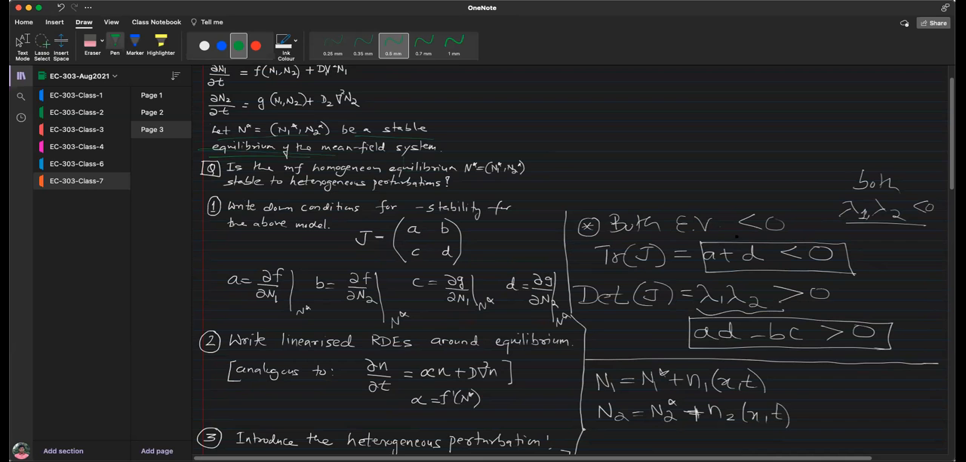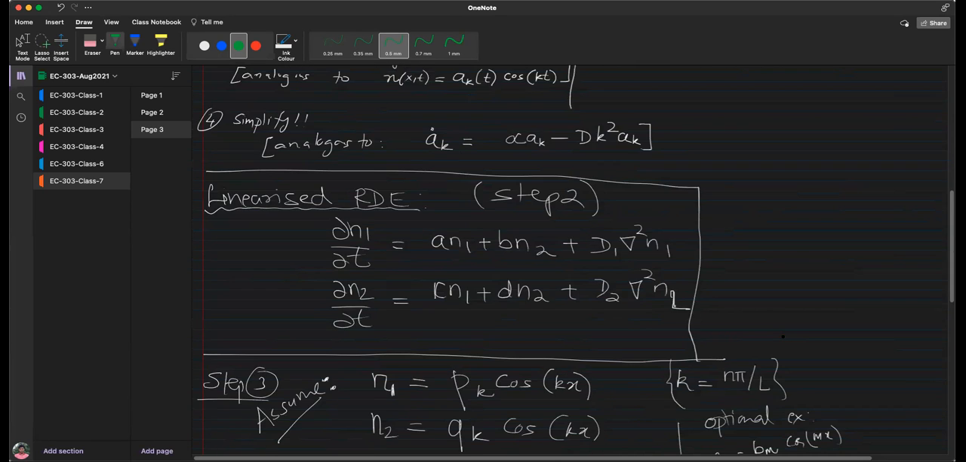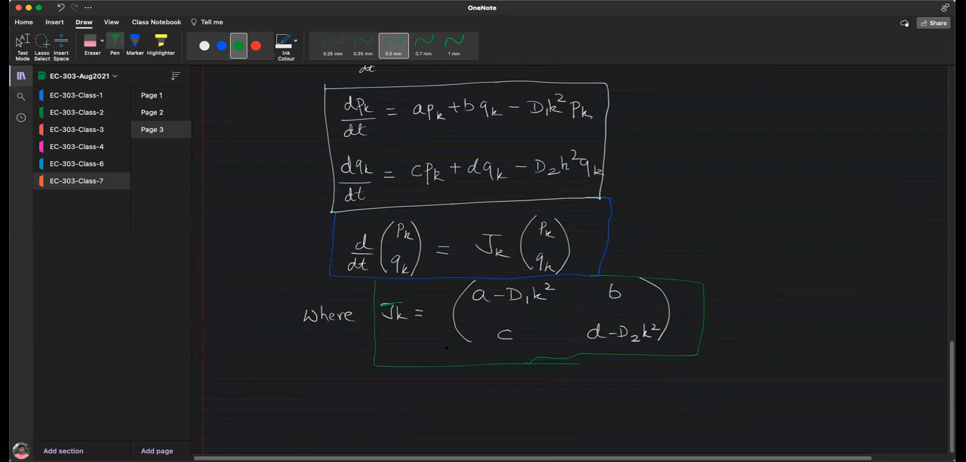We know these two conditions: a plus d is less than 0, ad minus bc is greater than 0. We already know this. Now, can you tell me, we have a new matrix now, J_k. Will the eigenvalues of this new matrix, so if I want to rephrase the question, rephrasing the stability question.